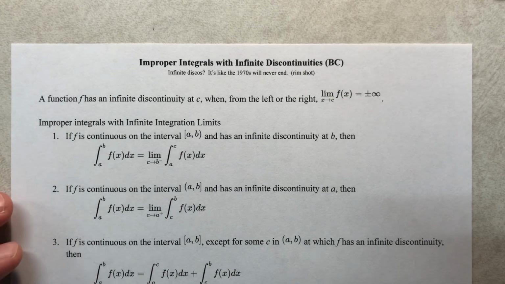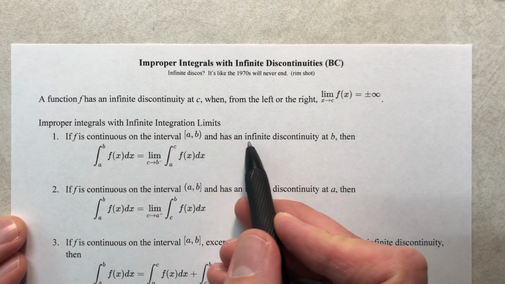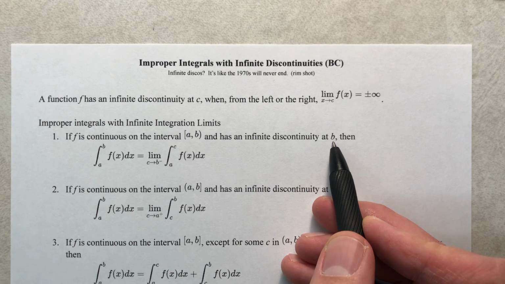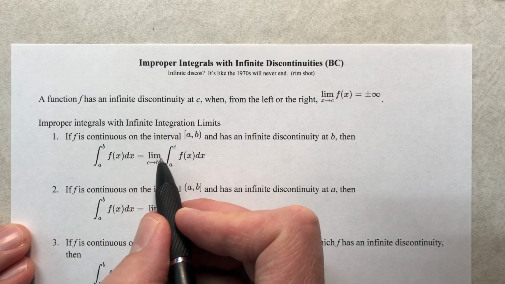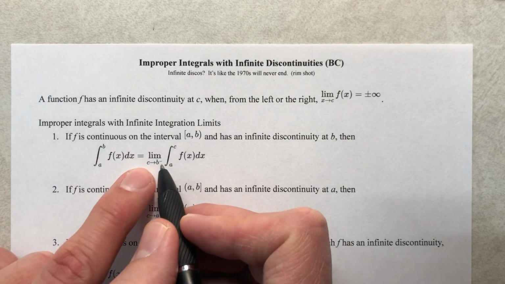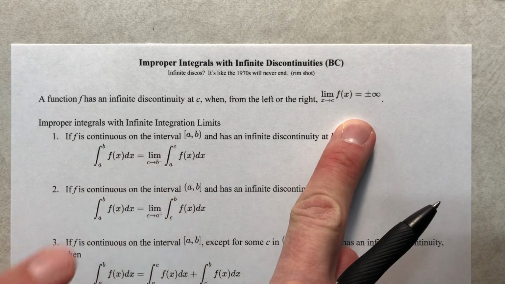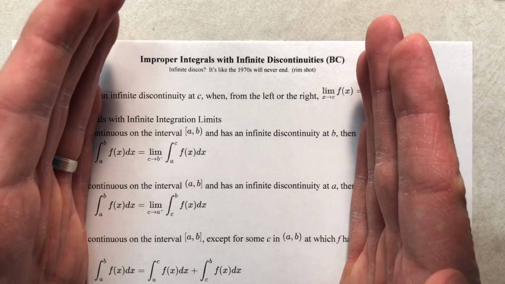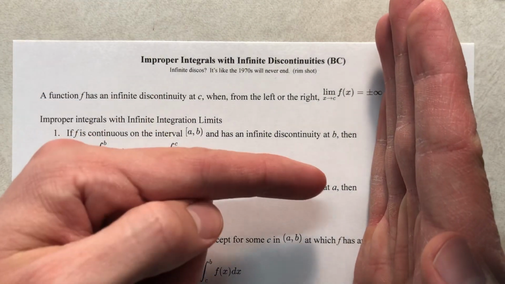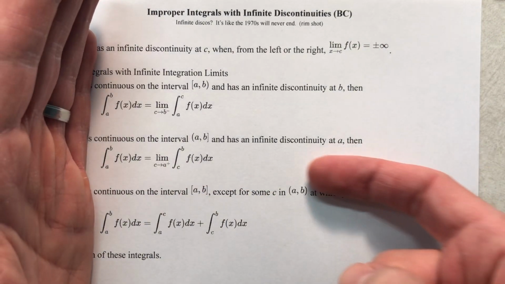Okay. So we have a few ways that we can work these out. If f is continuous on the interval from a to b and has an infinite discontinuity at b, so we have a vertical asymptote at b, then we approach b, we call it c, from the left. We have to do that because b is all the way on the right. We have an interval from a to b, so we have no choice but to come at this one from the left. Notice that notation. Well, maybe we have to approach something from the right.